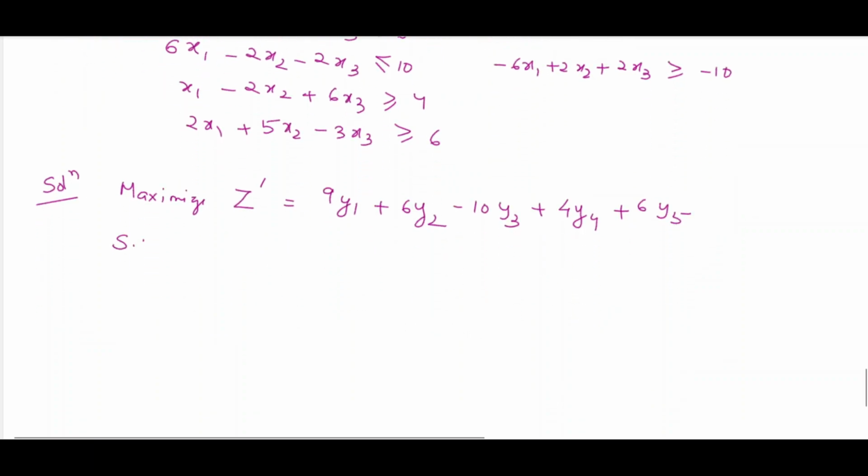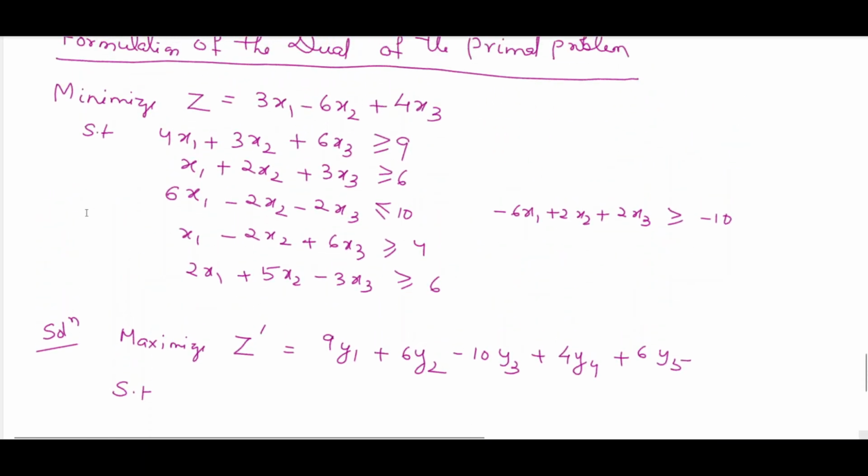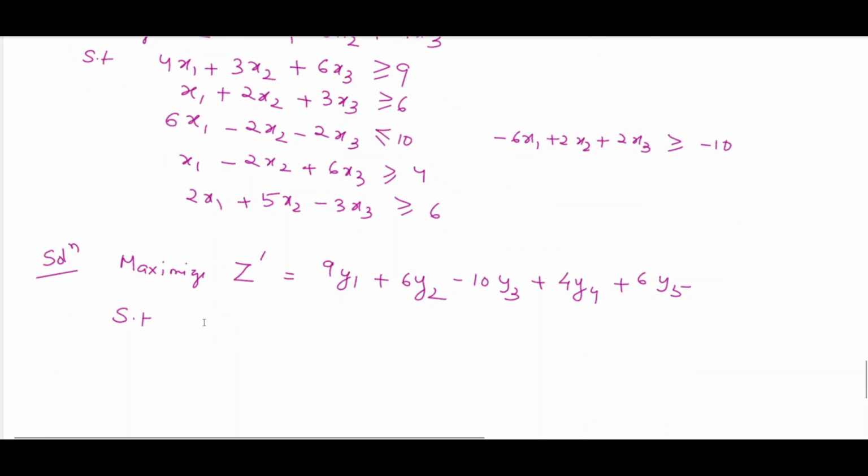And what are the constraints now? Subject to constraints: this will be the first inequation, this will be the second inequation, that means this one is replaced by this one, and this will be the third inequation. So now it will be 4y1 plus y2. You can see that this is 4y1 plus y2. This 6 has been replaced with minus 6y3, plus y4 and 2y5. It is the maximization one. It is less than or equal to 3.